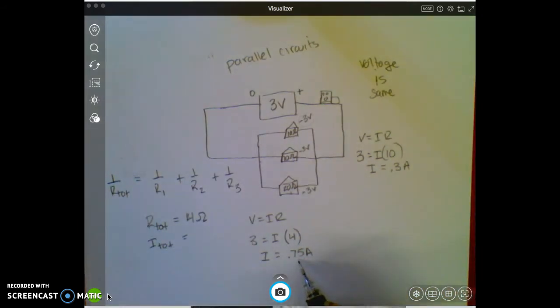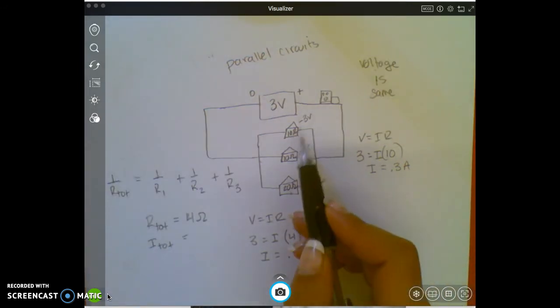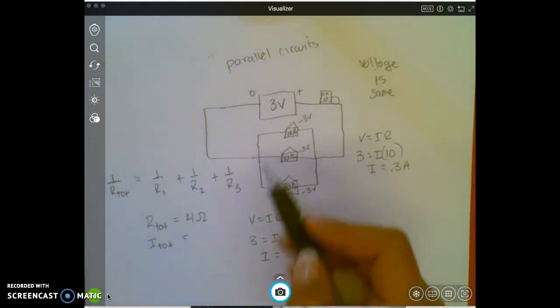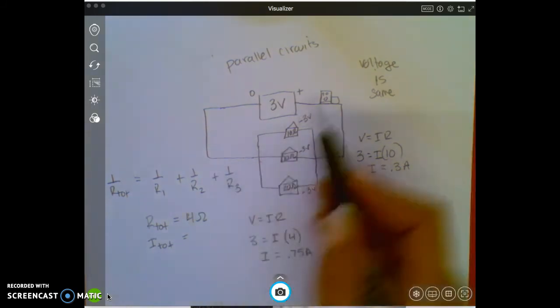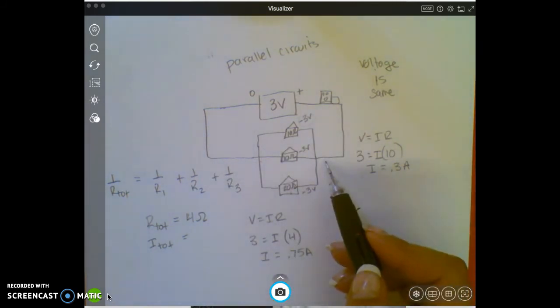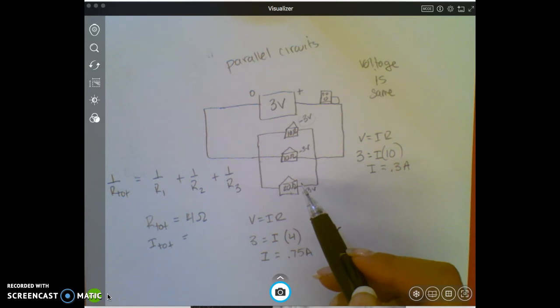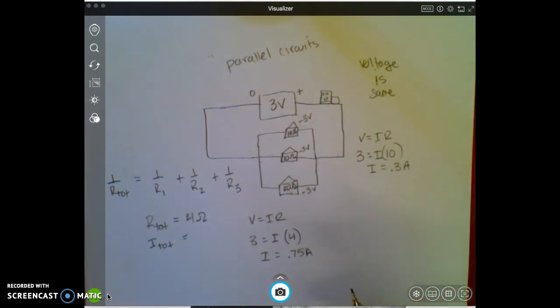That's the total current. Because the total number of trucks that have to go through all 3 houses has to be the total number of trucks that came out originally. Okay? So hopefully that makes sense. We can explain more when we get to class.